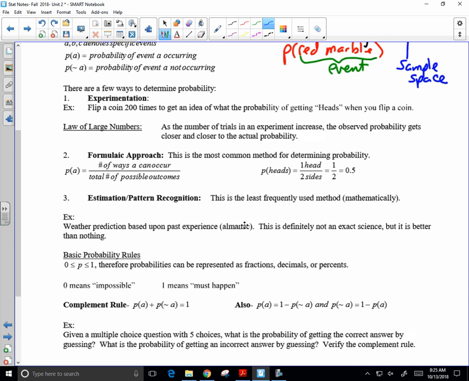All right. But yeah, you could do it 200 times. You'll get a sense. Sometimes that's all you need. Sometimes you don't need the actual answer. Sometimes you just need an idea of what the answer is.